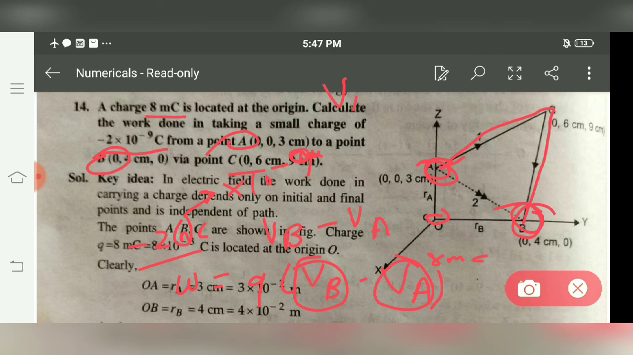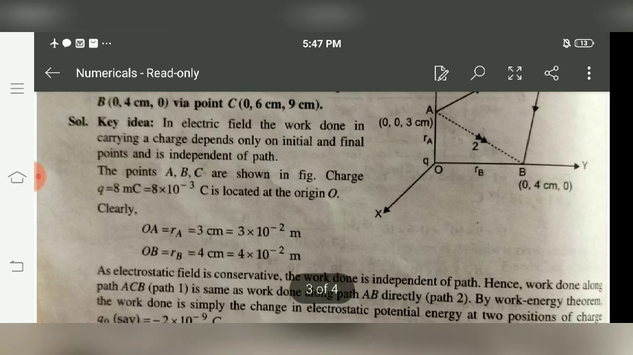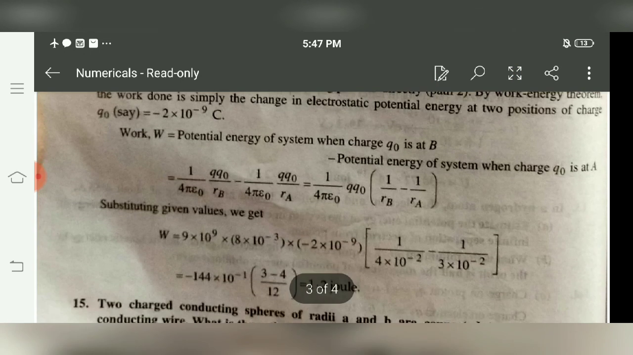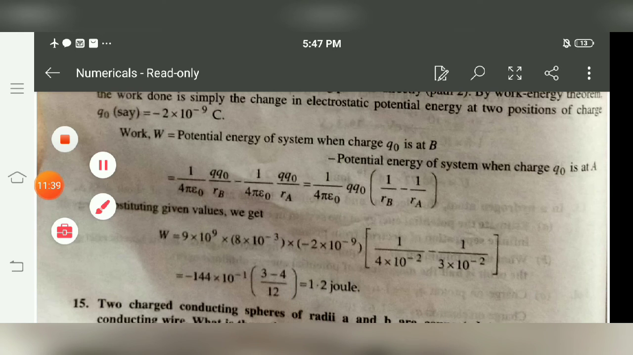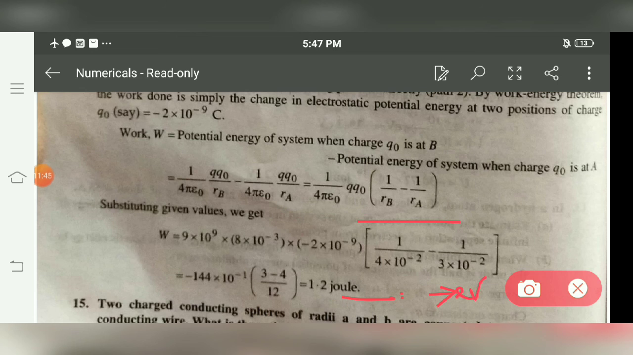VB is equal to 1/(4πε₀) times the potential due to this charge. Let this charge be Q1 and the charge that we are moving be Q2. So Q1 by the distance between them RA, and for the other, Q1 by RB, with K. By substituting the values and solving, we get an answer in joule. Please convert this into electron volt, as it is not converted here.